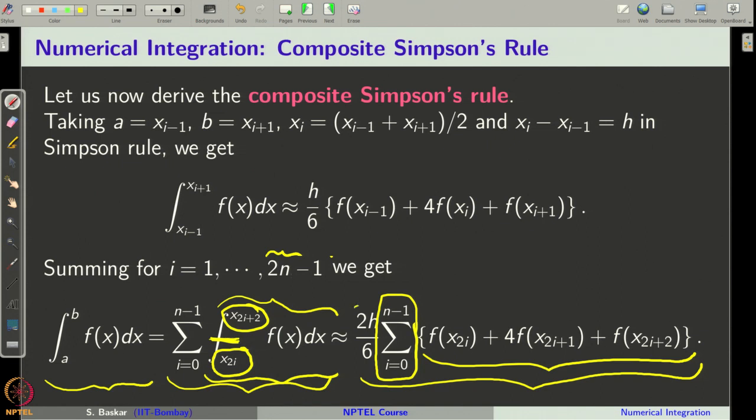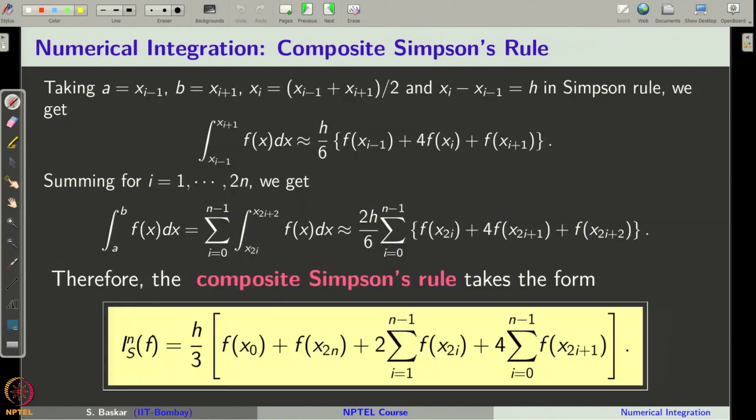You can see that it gives you 2 into h, because your interval is always x0 to x2 and then x2 to x4, like that. You are jumping 2h length in each subinterval, right? That is why here, instead of b minus a, you have 2h divided by 6, and then the Simpson's formula is applied here. After a suitable rearrangement of these terms, you can finally get the formula for the composite Simpson's rule like this. You can carefully go through and see how I have rearranged these terms in order to get this nice looking formula, and this is the composite Simpson's rule.